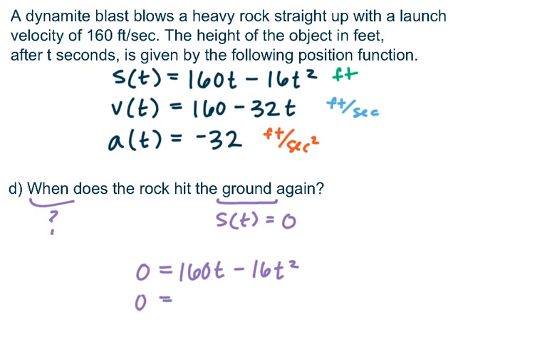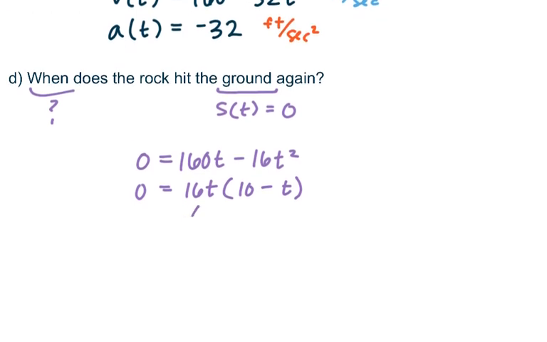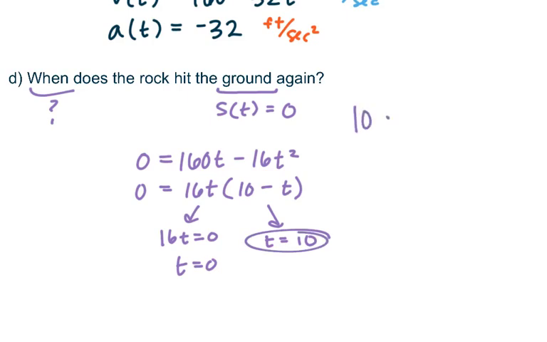So I will factor out 16t. That leaves me with 16t times 10 minus t. And solving this equal to 0, I would get 16t equals 0, or just t equals 0, and t equals 10. Now, t equals 0, we know it's already on the ground, so at t equals 10, 10 seconds after launch, it lands on the ground.